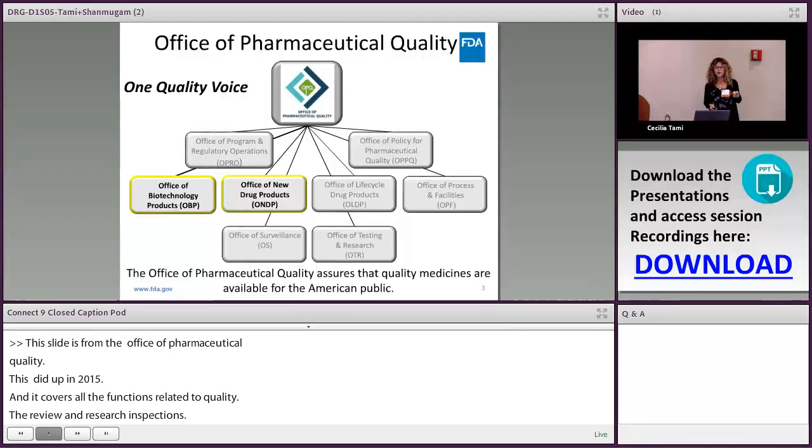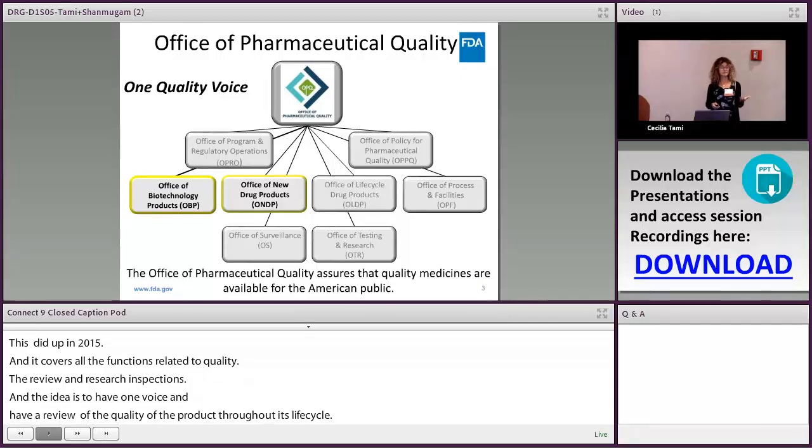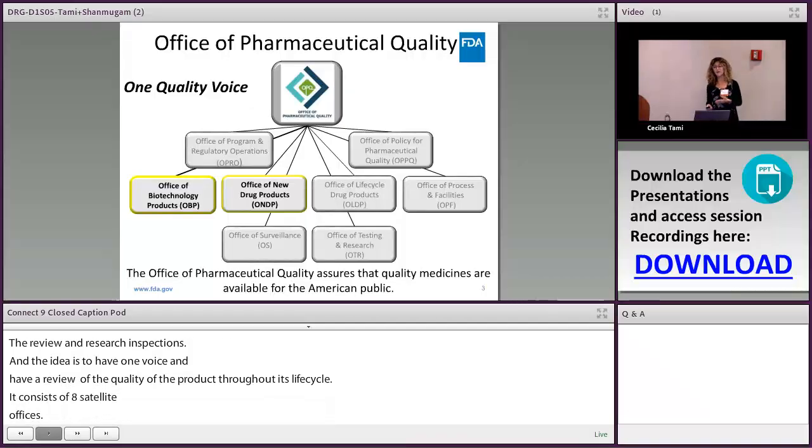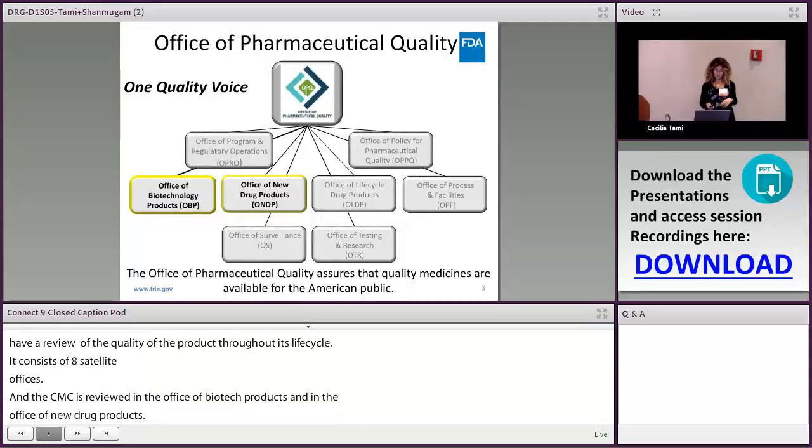It consists of 8 sub-offices, and the CMC part of INDs, BLAs, NDAs is reviewed in the Office of Biotech Products and in the Office of New Drug Products. I'm from the Office of Biotech Products. Bala is from ONDP. And so this new structure at CDER ensures that the quality of medicines are available for the American public.